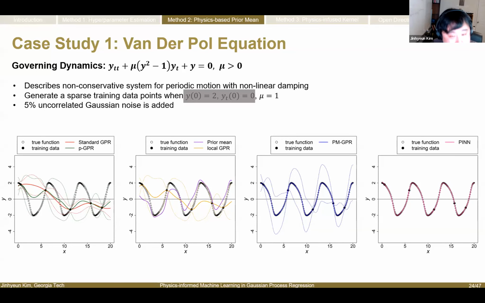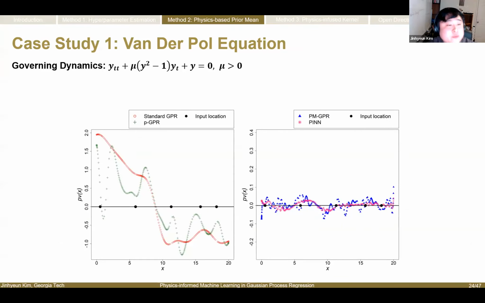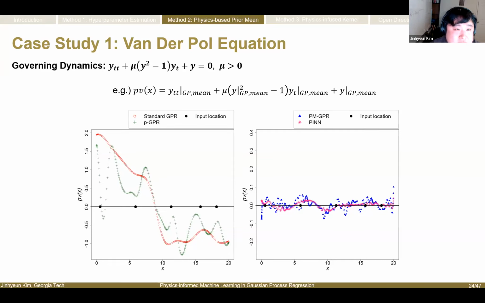And it has an analytical expression for the uncertainty information. The final model is the vanilla PINN, and it is also very good for discovering true dynamics. This is the physical violation at different training input locations. Physical violation here is calculated as in this example in the case of GP.